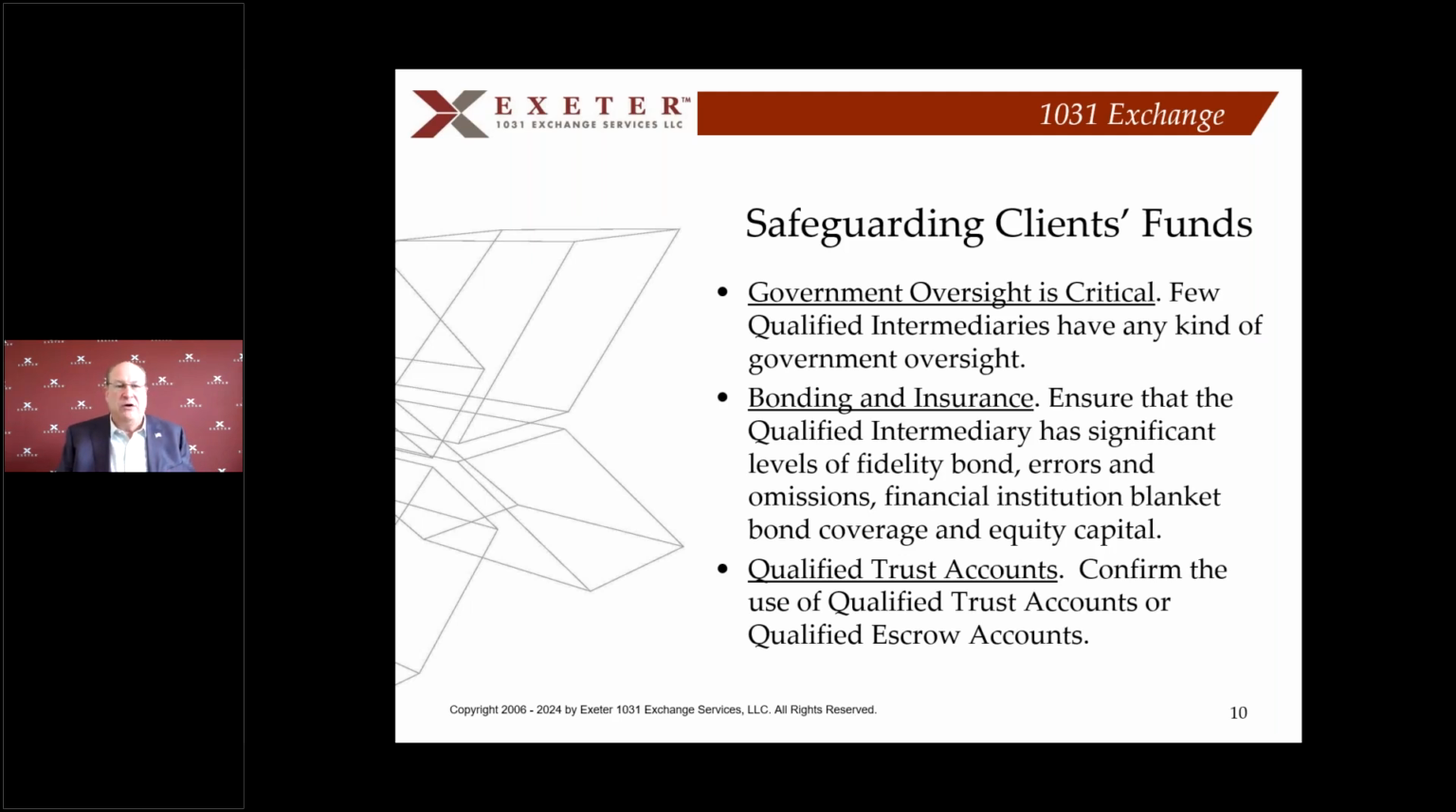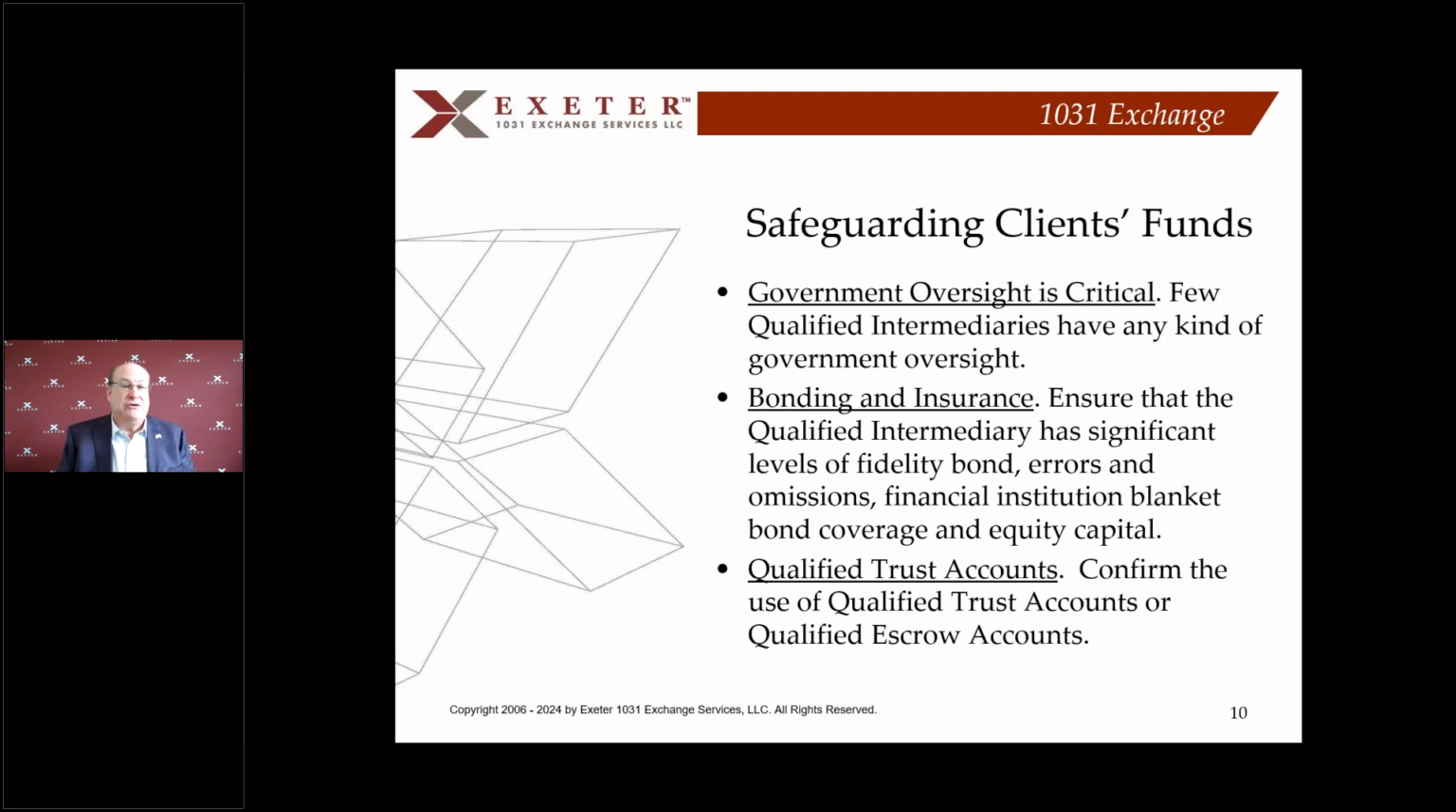So government oversight is critical to make sure there's an annual audit, so somebody's looking over the shoulders of the QI and making sure they're operating in a safe and sound manner, and it's critical. So number one, the most important thing in my book is you want to have government oversight. That's why we spent all that time and resources to go down that regulatory path.